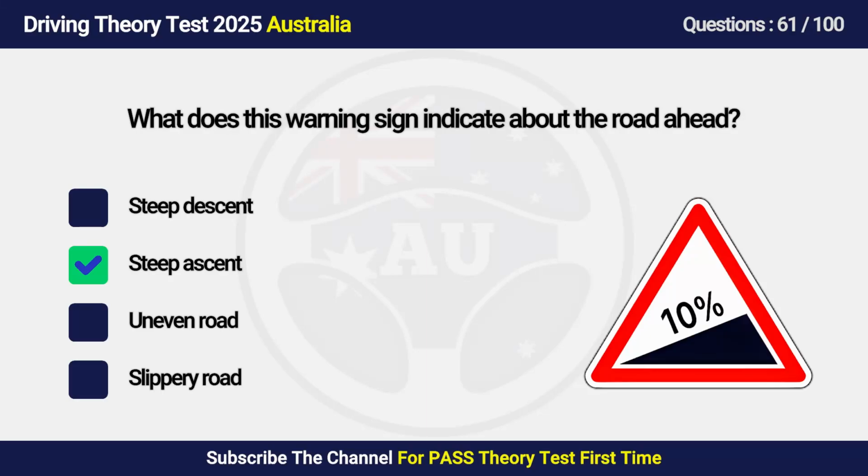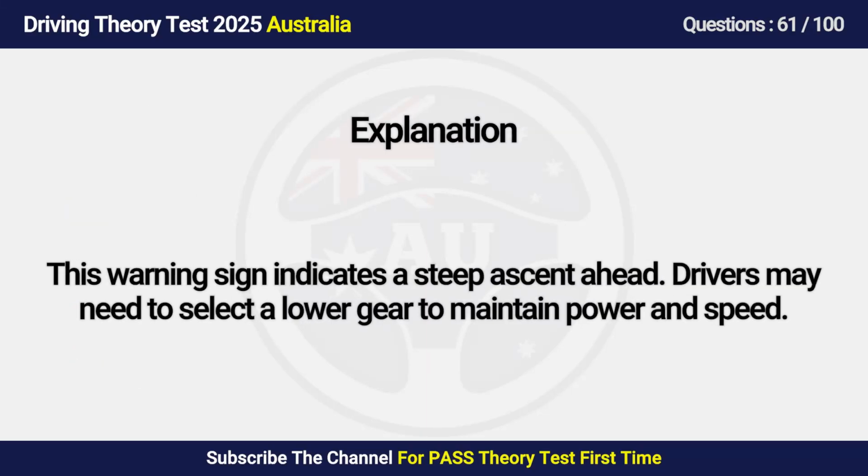Answers is B. Steep ascent. This warning sign indicates a steep ascent ahead. Drivers may need to select a lower gear to maintain power and speed.